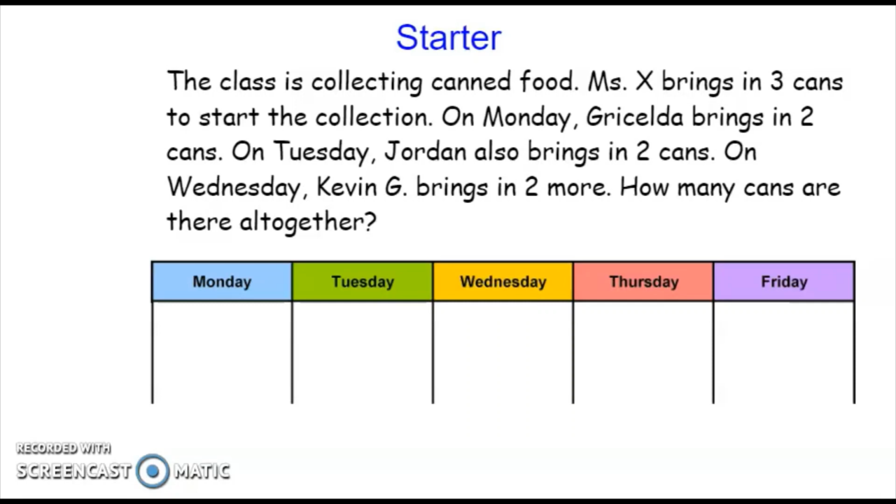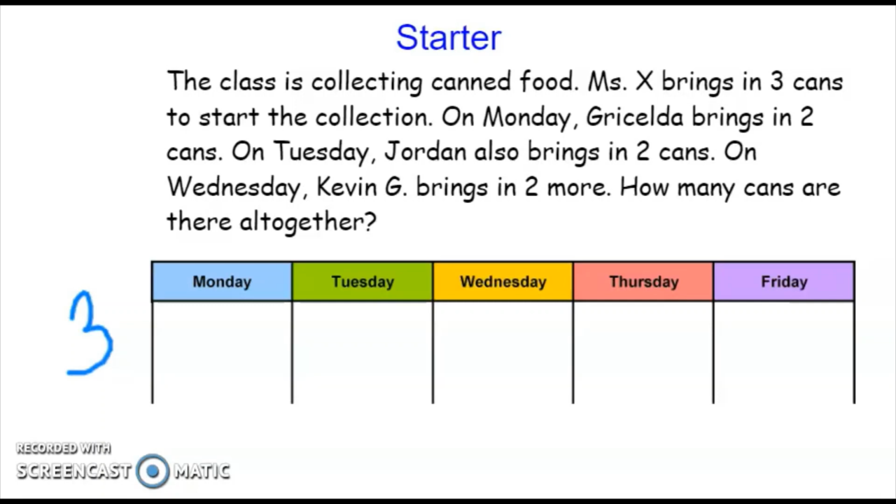I'm going to go back and reread because that's what good mathematicians do. So I'm going to reread. The class is collecting canned food. Miss X brings in 3 cans to start the collection. Great. So I'm going to go ahead and write 3 outside of the week because that's what Miss X brought to start the week off with.